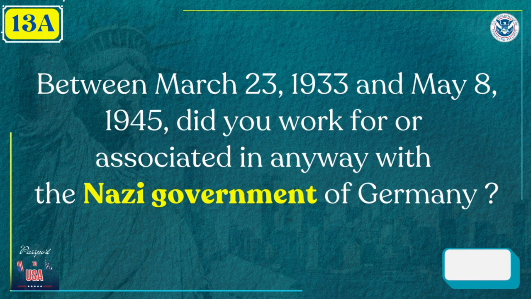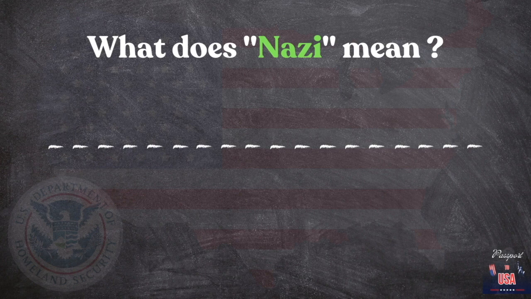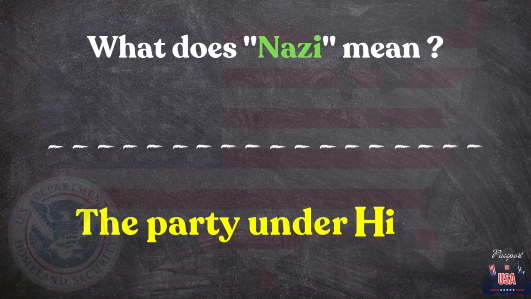Between March 23, 1933 and May 8, 1945, did you work for or associate in any way with the Nazi government of Germany? No. What does Nazi mean? The party under Hitler.